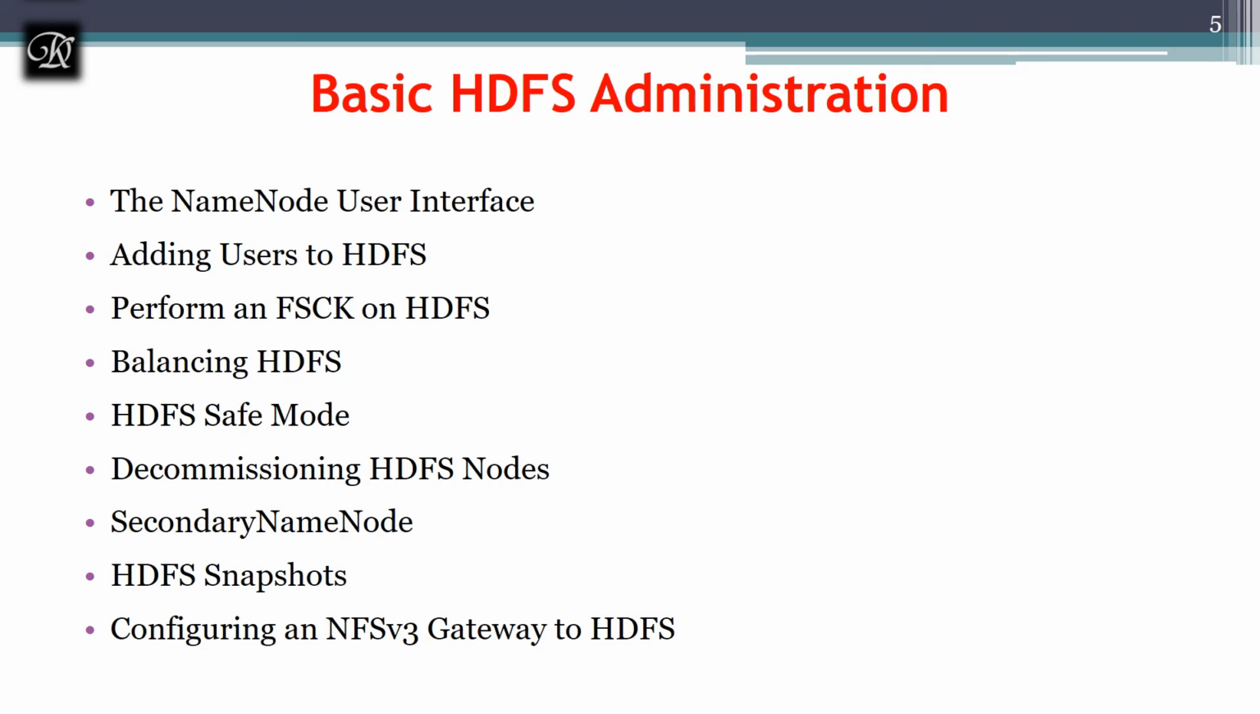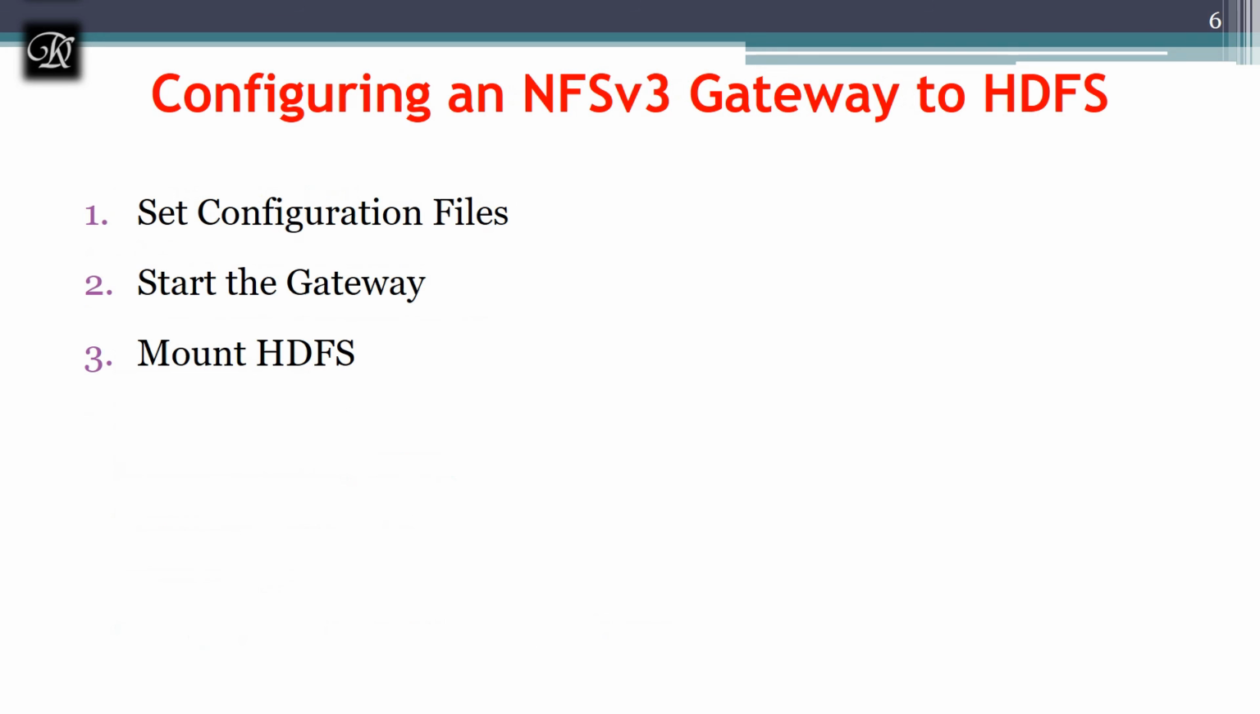And next we'll see configuring the NFS gateway to HDFS, which we have already seen. NFS is a network file system. That gateway can be directly connected to HDFS. HDFS supports the NFS version 3 gateway. This feature enables files to be easily moved between HDFS and the client system. The NFS gateway supports NFS version 3 and allows HDFS to be mounted as a part of the client's local file system.